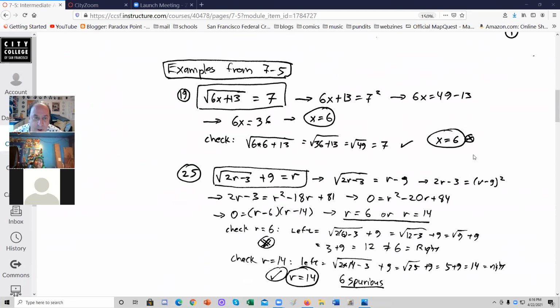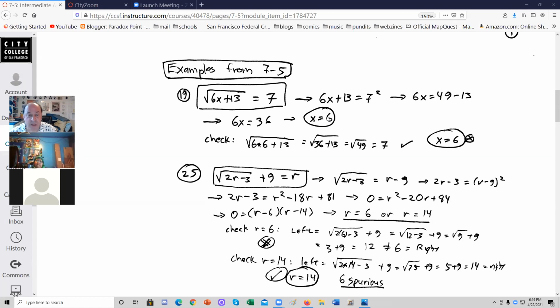So examples, here we go. Square root of 6x plus 13 equals 7. Square both sides, so 6x plus 13 equals 7 squared, which is 49. Subtract 13 from both sides. 6x equals 49 minus 13. 6x equals 36. Divide both sides by 6, and x equals 6.